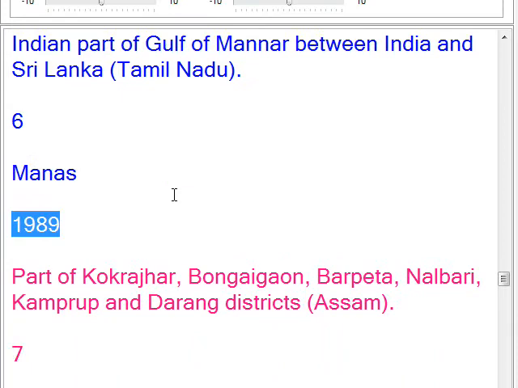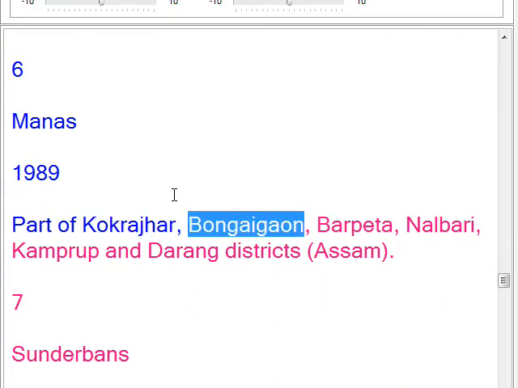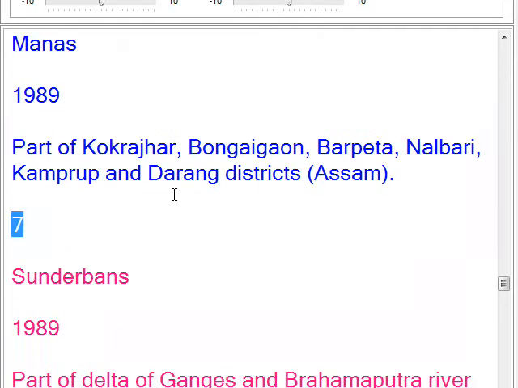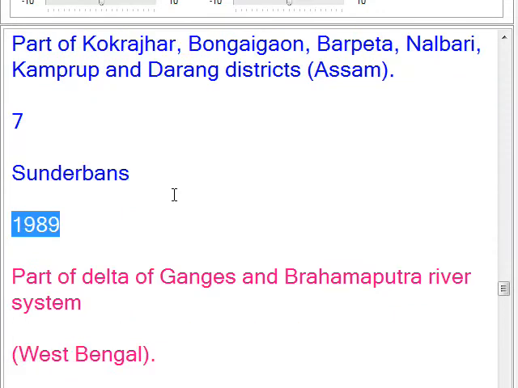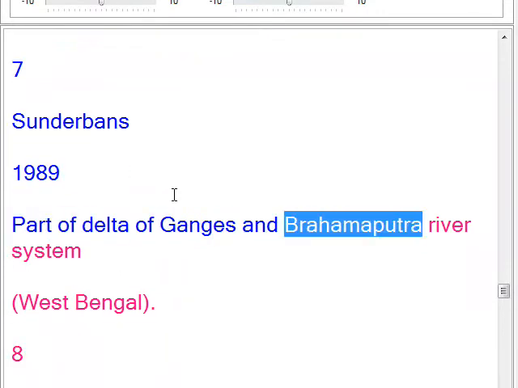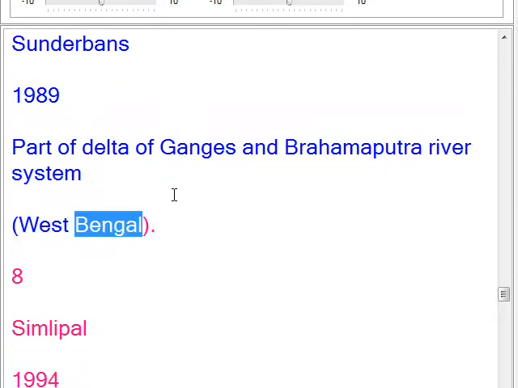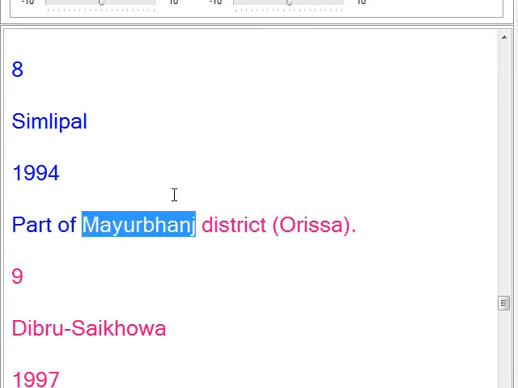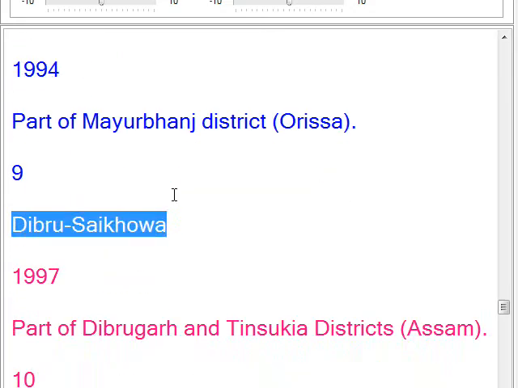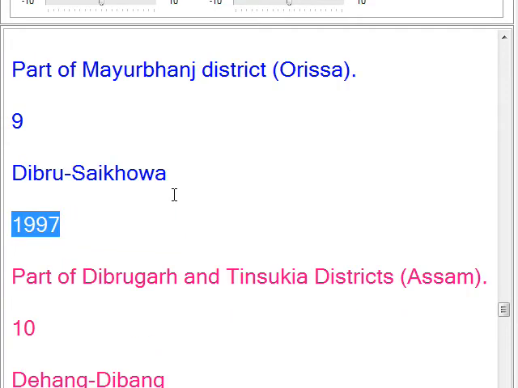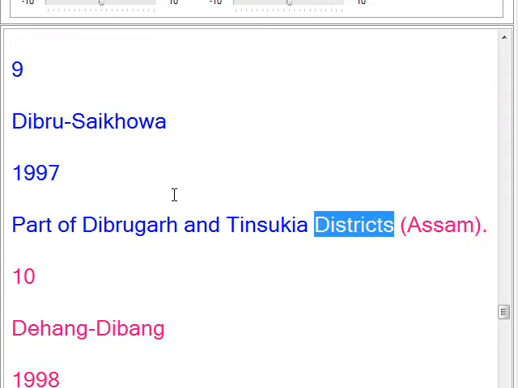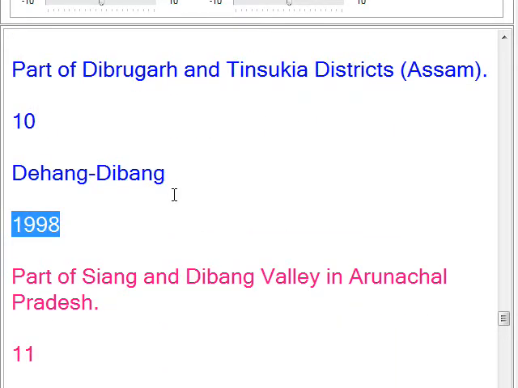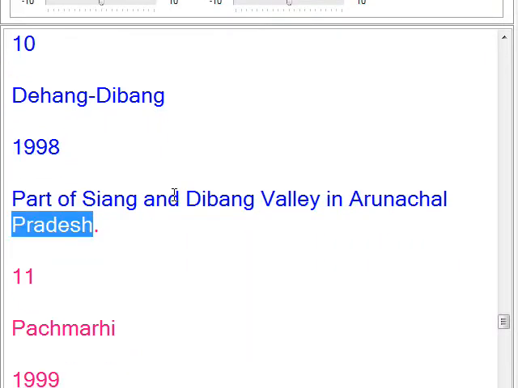6. Manas, 1989. Parts of Kokrajhar, Bongaigaon, Barpeta, Nalbari, Kamrup and Darrang districts, Assam. 7. Sundarbans, 1989. Part of the delta of the Ganges and Brahmaputra river system, West Bengal. 8. Similipal, 1994. Part of Mayurbhanj district, Orissa. 9. Dibru-Saikhowa, 1997. Parts of Dibrugarh and Tinsukia districts, Assam. 10. Dehang-Dibang, 1998. Parts of Siang and Dibang Valley in Arunachal Pradesh.